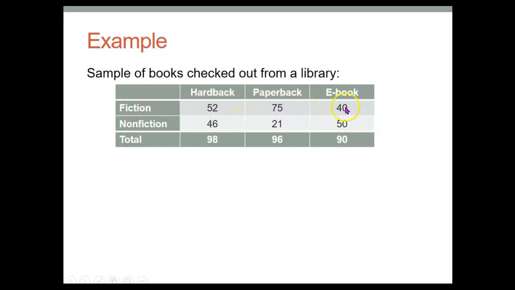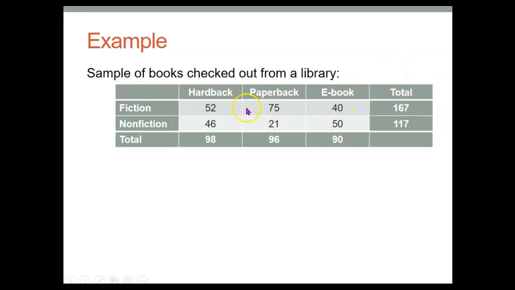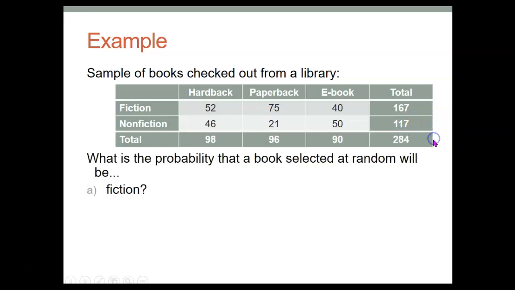Also, adding across, the total number of fiction books that were checked out was 167, and altogether there were 117 nonfiction books that were checked out, for a grand total of 284 books in all. So if we talk about selecting one of those books at random, we're picking from among 284 of them. The sample space, the possible outcomes, the possible books that could be selected, has those 284 books in it.